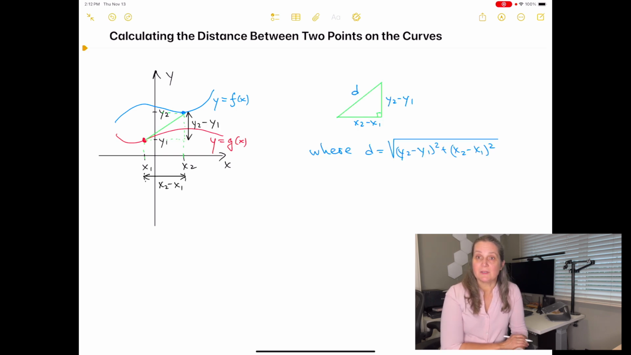If we want to calculate length of a hypotenuse in the right triangle, we'll just use Pythagorean theorem. Therefore, the distance between the 2 points is going to be equal to the square root of y2 minus y1 squared plus x2 minus x1 squared.